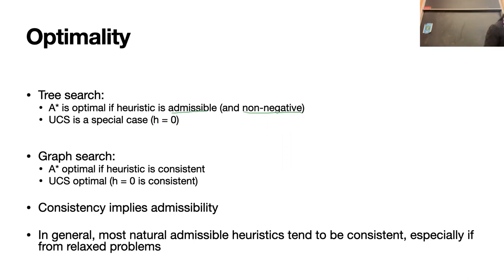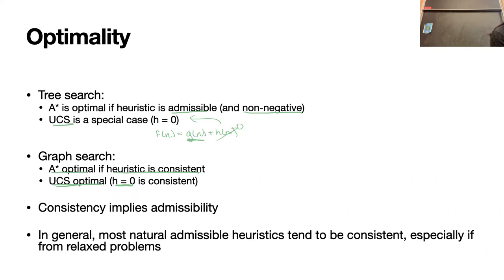We also know that uniform cost search is a special case, okay? Uniform cost search is basically A star with our heuristic being equal to zero. So why is that the case? Because again, for A star, we have that our cost is equal to our backwards cost plus our heuristic of n. If we're just using our backwards cost and our heuristic is zero, then we're using uniform cost search. Okay. Graph search. As we just showed, A star is optimal if the heuristic is consistent. And here, uniform cost search is optimal with, again, our heuristic being zero to be consistent.